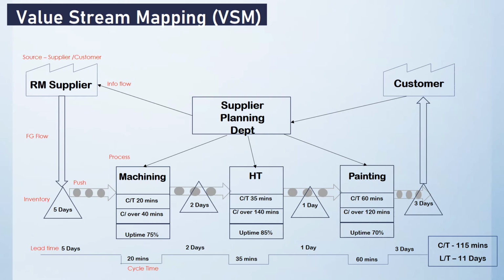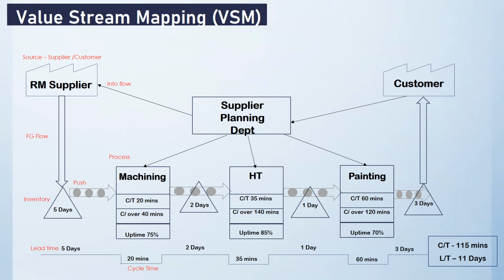Then it is kept for a 1 day inventory, and then painting process. Cycle time of 60 minutes. Changeover time is 120 minutes if you want to change any painting process, any other models. So it takes 120 minutes, and uptime of this complete process is 70%. And further, it will be just moved to a finished good inventory that's kept for 3 days inventory. Then it is shipped to customer.